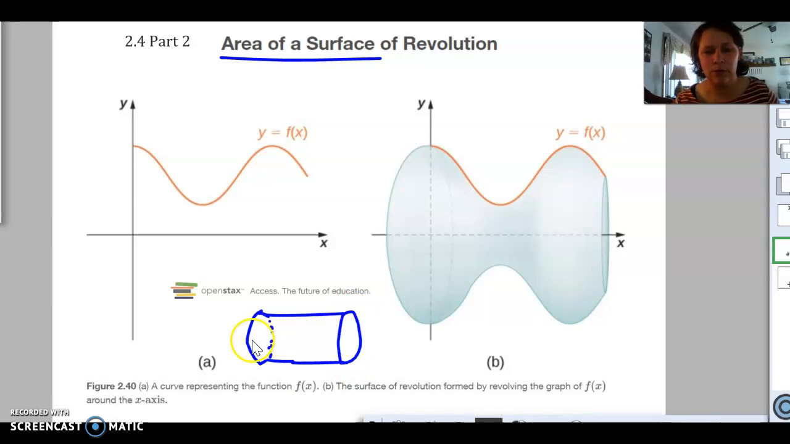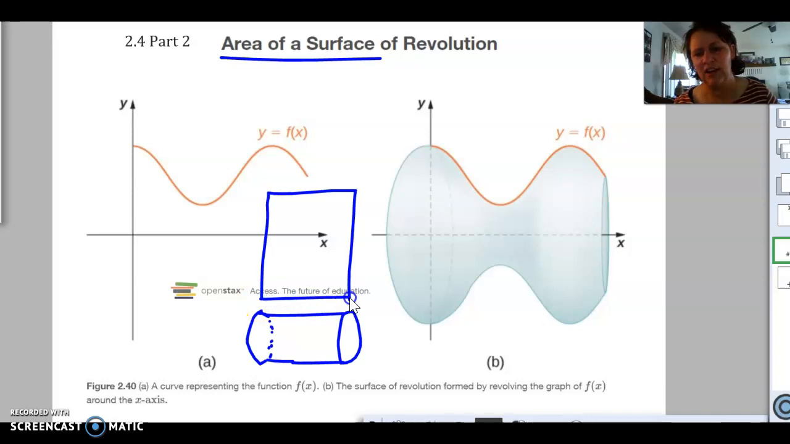So before, when we would find the net, we would cut that oatmeal can and roll it out, right? So kind of like we were talking about with our shell method, except our shell method went around the y-axis. This is going to be going around the x-axis, and it's not filled in. Just remember our shell method is to find volume. This is a surface area.